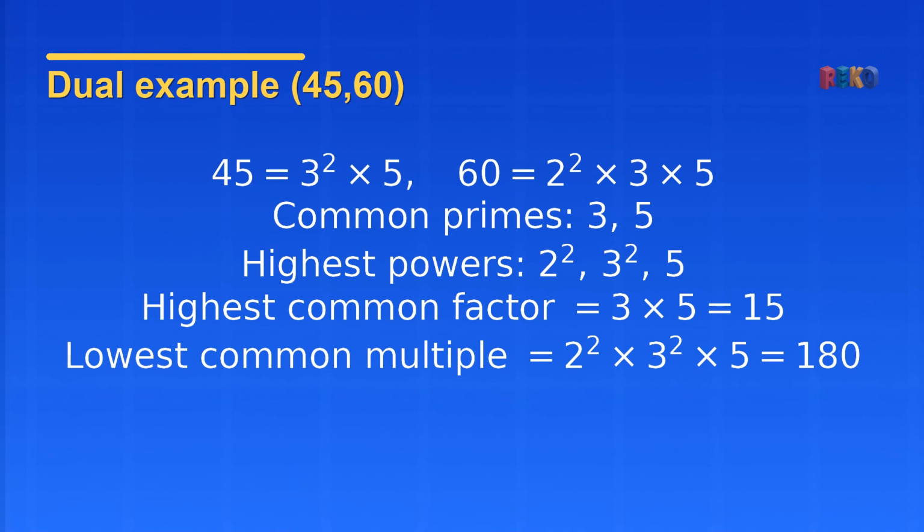45 is 3 squared times 5, and 60 is 2 squared times 3 times 5. For the highest common factor, take the primes they share, 3 and 5, using the lowest powers. For the lowest common multiple, include every prime using the highest powers. That gives 15 for the highest common factor and 180 for the lowest common multiple.